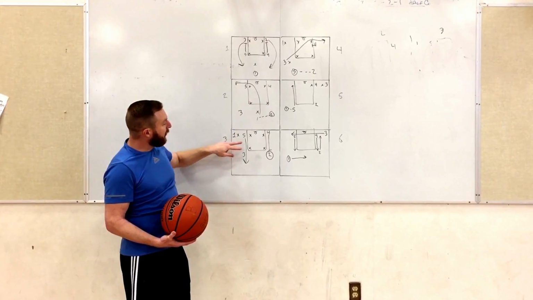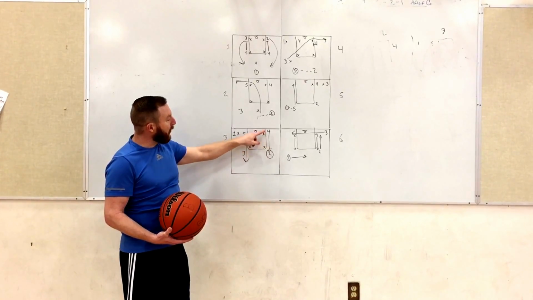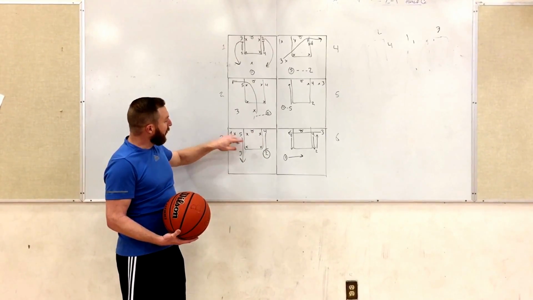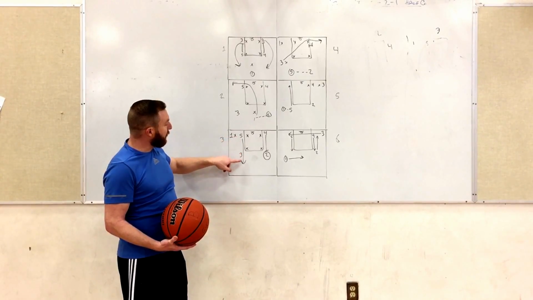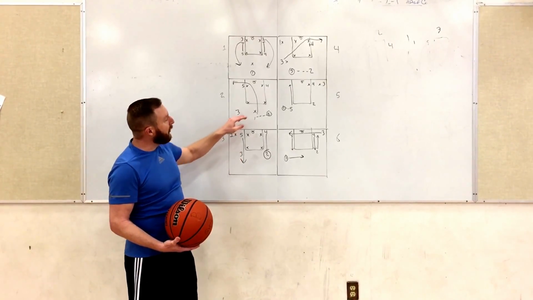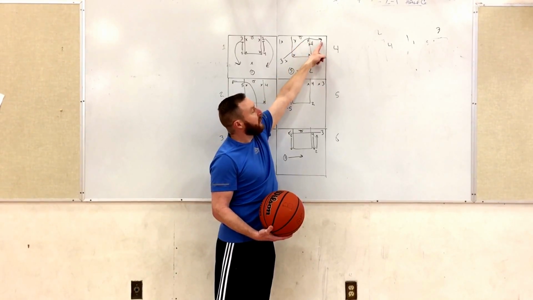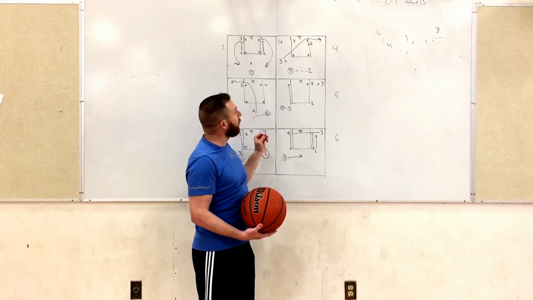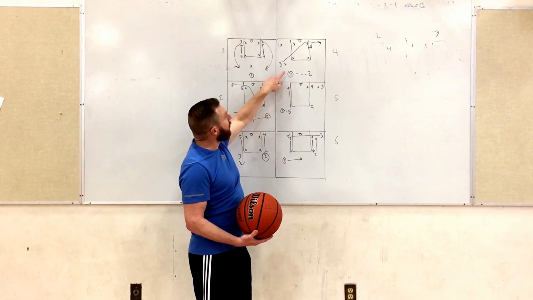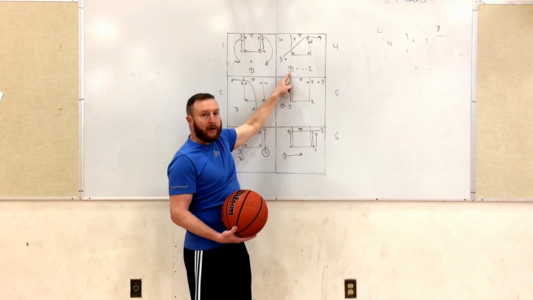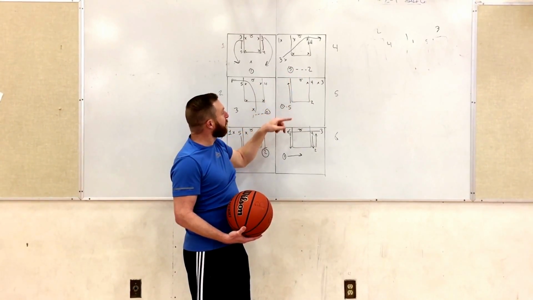Step number 3, the 2 and the 4 run the isolated pick and roll over on that side. And if that doesn't work, the 5 comes up here. We move on to step 4. 3 comes across and goes over to the corner looking for the corner 3 ball, and 5 comes up here. If that doesn't develop, 2 delivers the ball across to the number 5.